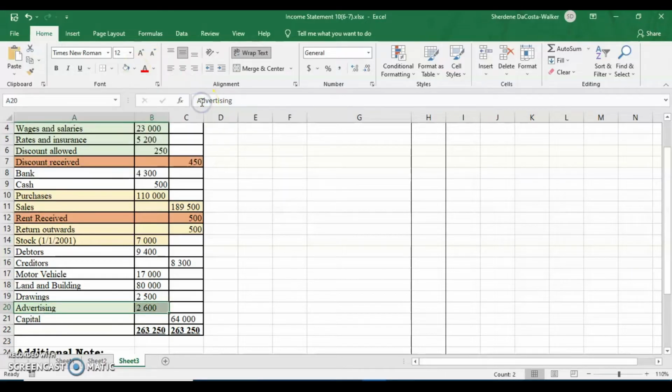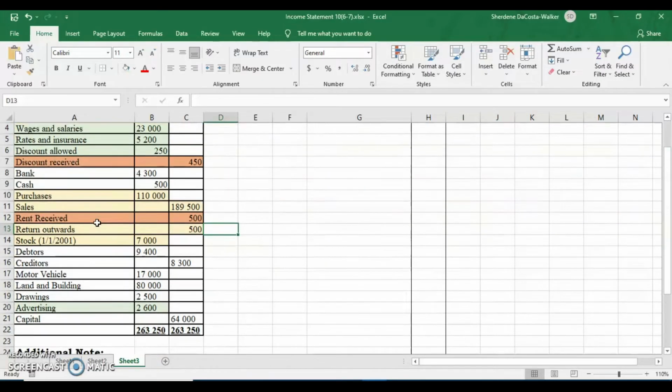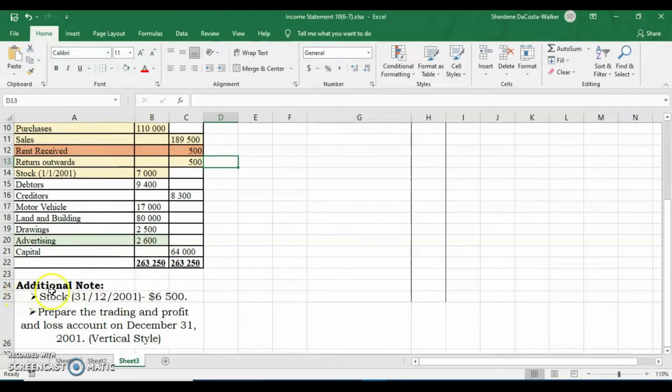So I've gone through and highlighted the items that will affect my trading account as well as the items that will affect my profit and loss section. The last thing I look at is my additional note. The additional note says that I need to prepare my income statement, and it will add the stock. The stock that is there is for the 31st, the same date as when I should prepare the document. So this tells me that this figure here is my closing stock. That's my closing stock.